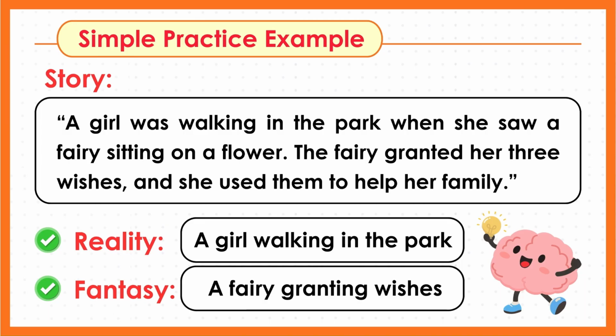Simple practice example. Story: a girl was walking in the park when she saw a fairy sitting on a flower. The fairy granted her 3 wishes, and she used them to help her family. Reality: a girl walking in the park. Fantasy: a fairy granting wishes.